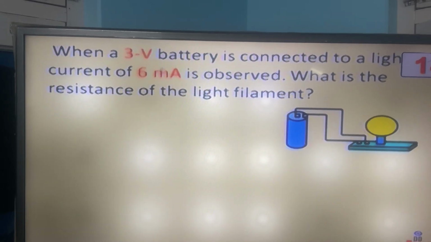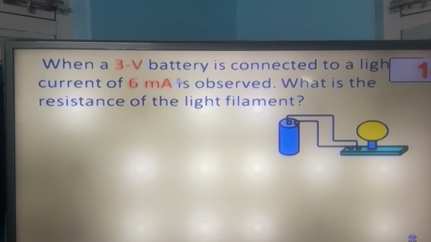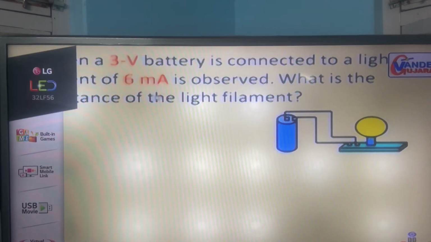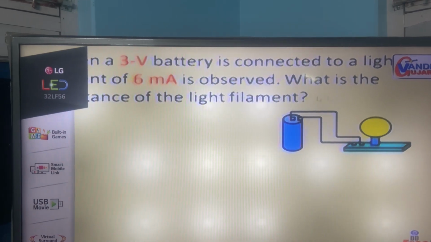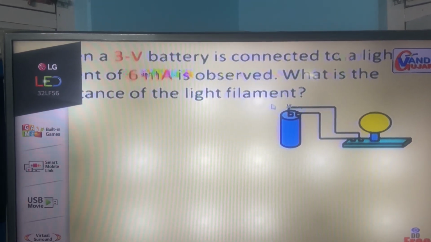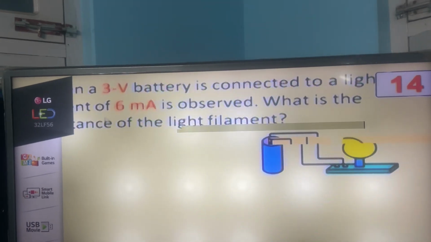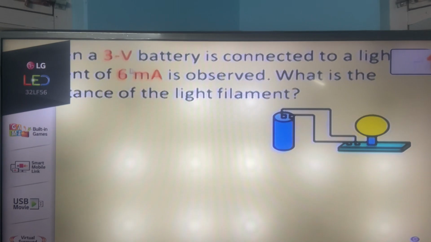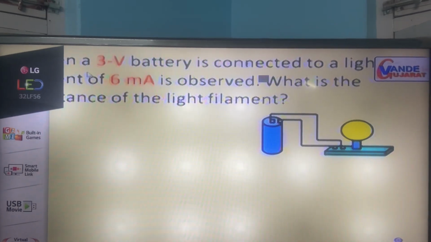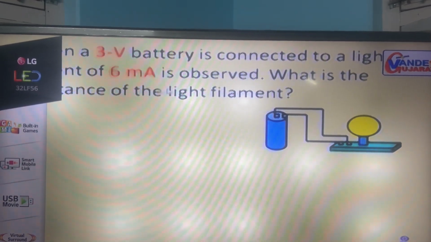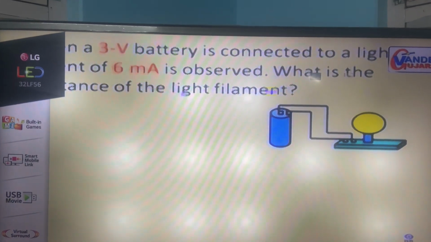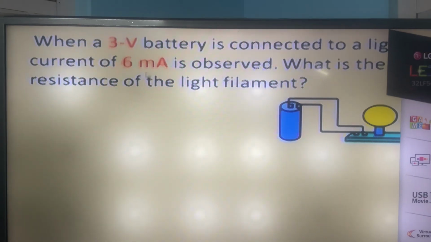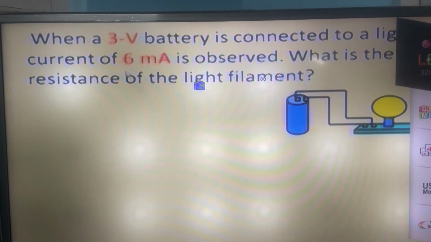When a 3-volt battery is connected to a light, a current of 6 milliampere is observed. What is the resistance of the light filament? Again, let us see what is given to us. That is voltage supplied, 3 volt. Current is given as 6 milliampere, and we want to find out resistance. Again, we need to change this 6 milliampere into ampere.